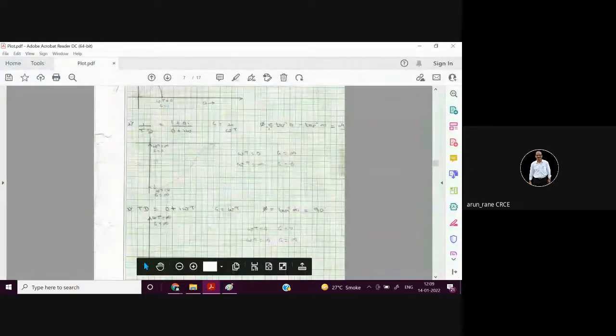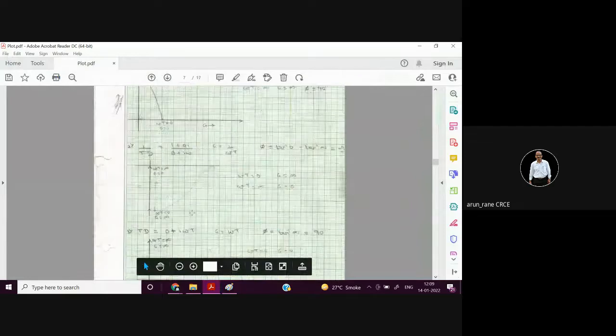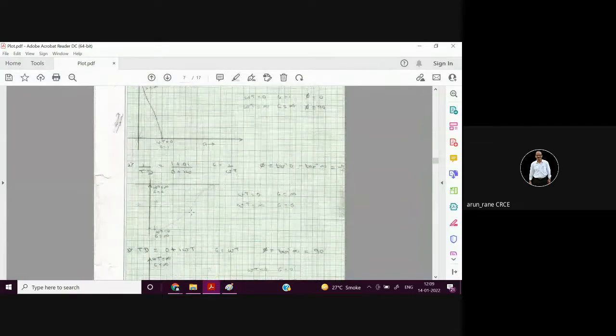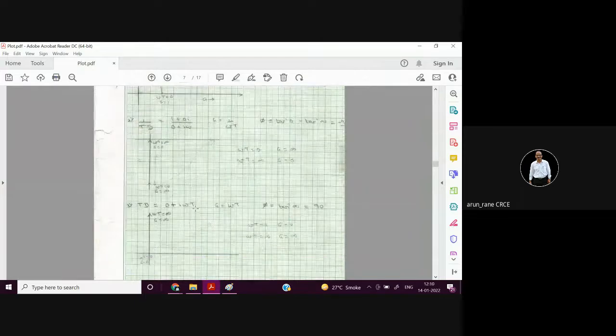Now the next graph is 1 plus TD, and now it is only TD. So in that case, we write TD as 0 plus I omega t. So G is equal to the square root of omega square t square, so it will be omega t, and phi is equal to tan inverse of omega t upon 0, that is tan inverse of infinity, so that is 90 degrees.